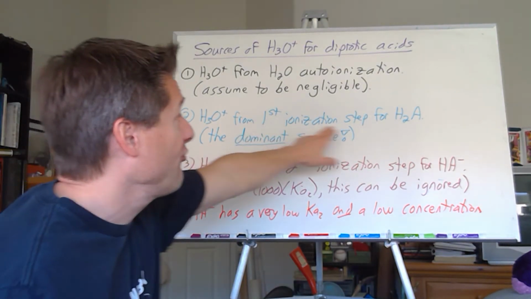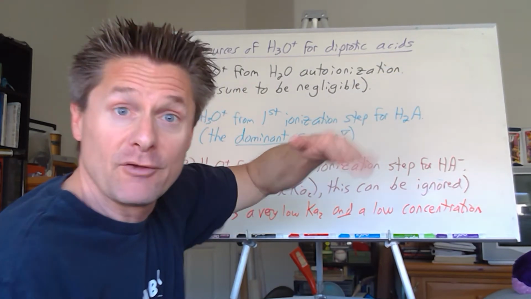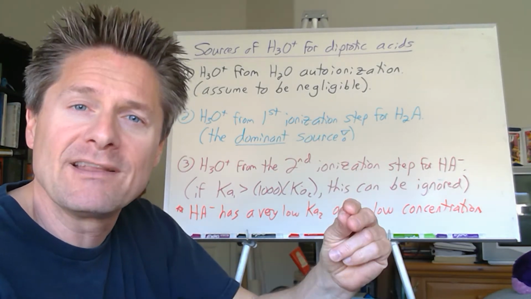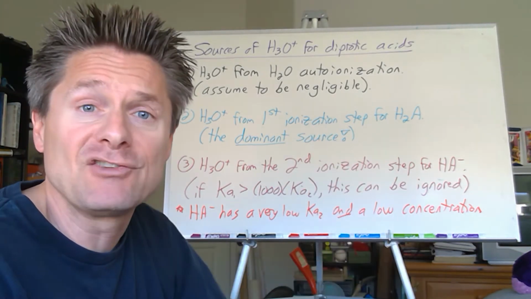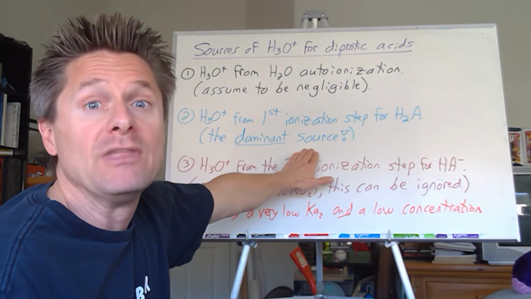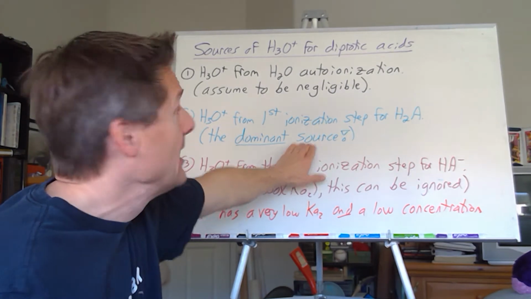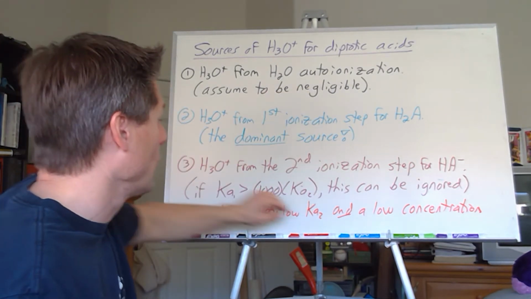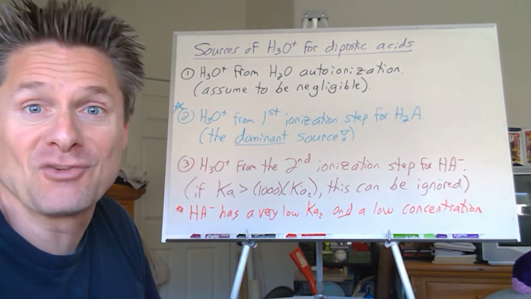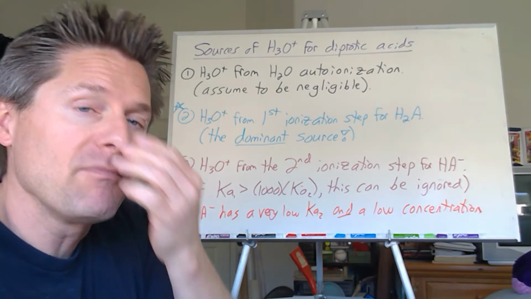Well, we're going to have the first ionization step for our diprotic acids. If you look on that last board, it's going to react with water, donate its H plus to form HA minus and H3O plus. That's a source of hydronium. That is by far the dominant source. And what we're going to be assuming is that it's such a dominant source compared to the other two that we only have to worry about that source. The other two, we can just ignore them. And that really simplifies the mathematics.